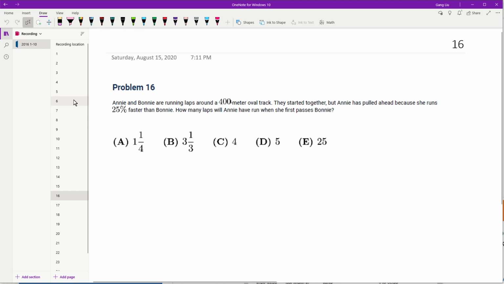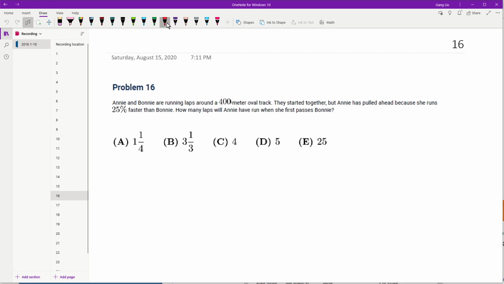Problem 16. Annie and Bonnie are running laps around a 400-meter oval track. They started together, but Annie pulled ahead because she runs 25% faster than Bonnie. How many laps will Annie have run when she first passes Bonnie?